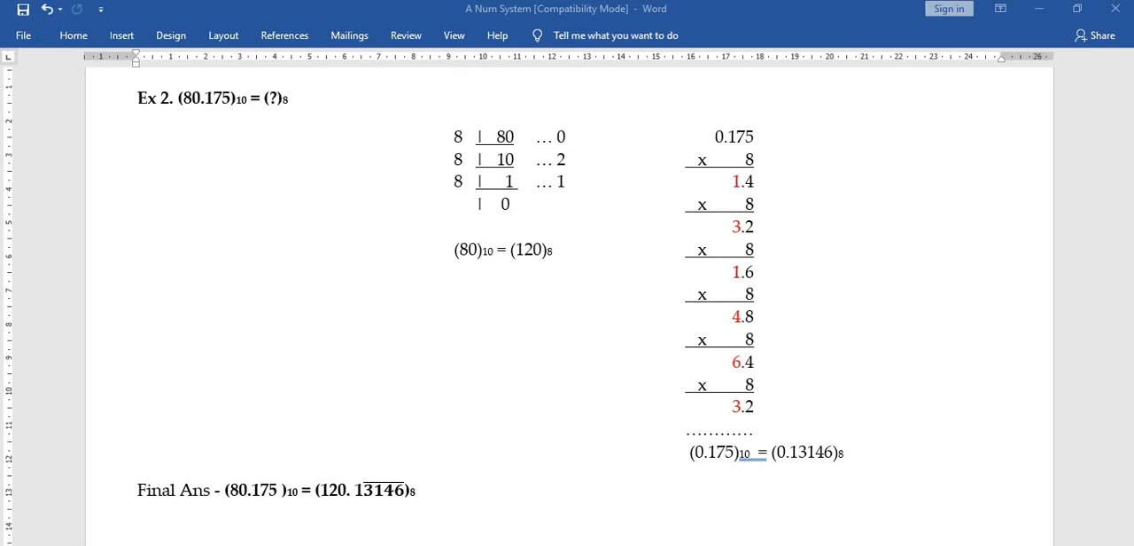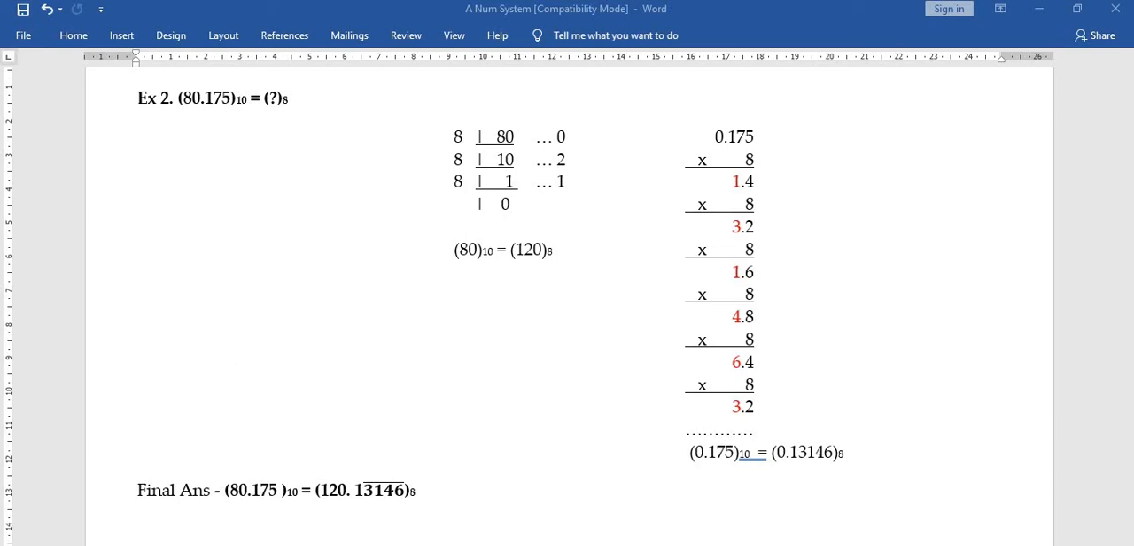Here, the second example is 80.175 from decimal to octal. To convert 80, we do the same process, divide by 8. We get 10 as the quotient, 0 as the remainder. Divide 10 by 8, we get 1 as the quotient and 2 as the remainder. Divide 1 by 8, we get 0 as the quotient and 1 as the remainder. Therefore, 80 in decimal is equivalent to 120 in octal.